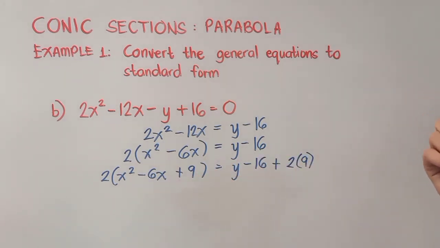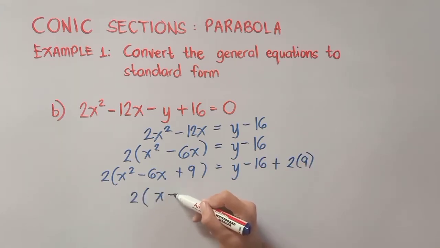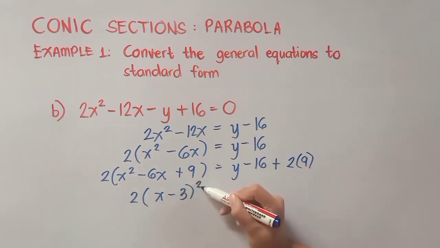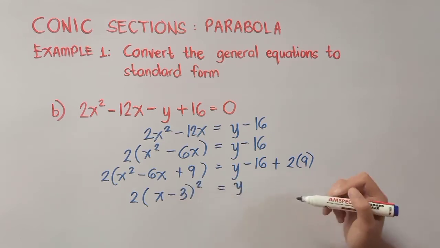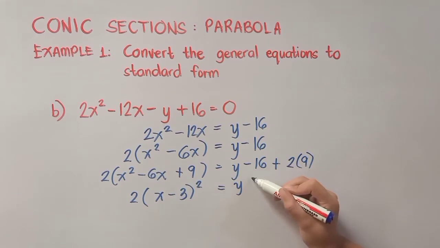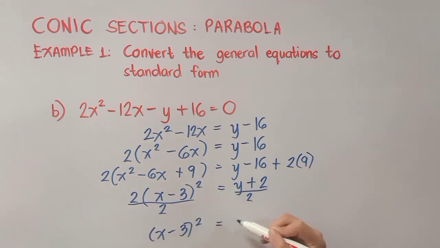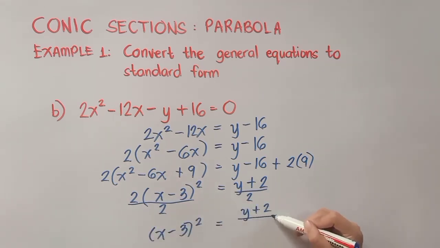We can now factor this left side here. So that's 2 quantity x minus 3 squared. Again, we got negative 3 from negative 6 divided by 2. And this is negative 16 plus positive 18. So that's positive 2. Now dividing both sides by 2, we have here our final answer. Quantity x minus 3 squared is equals to y plus 2 all over 2.